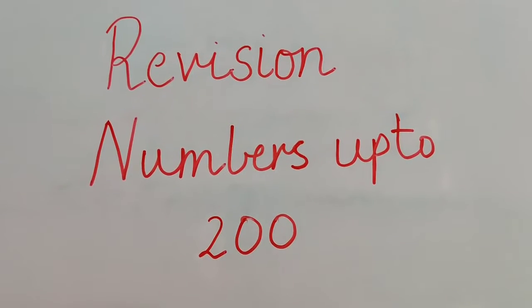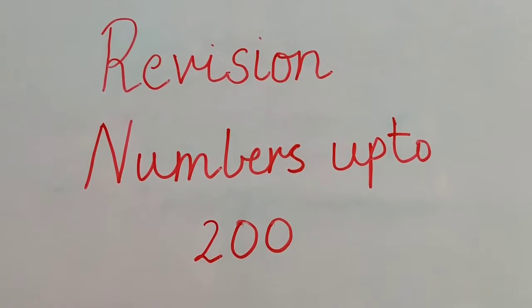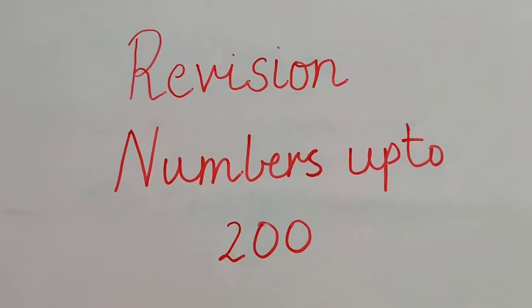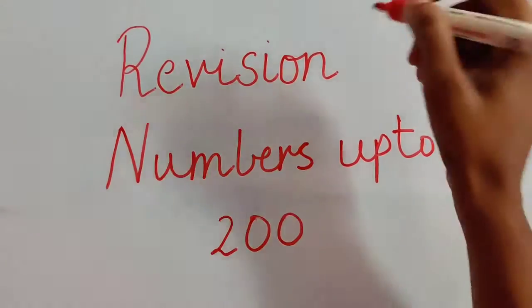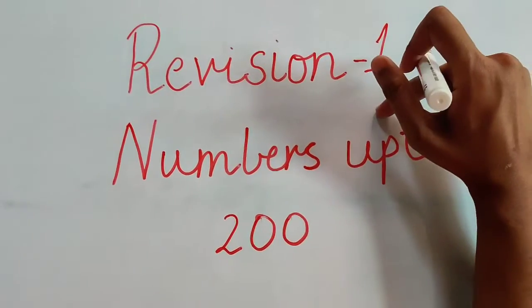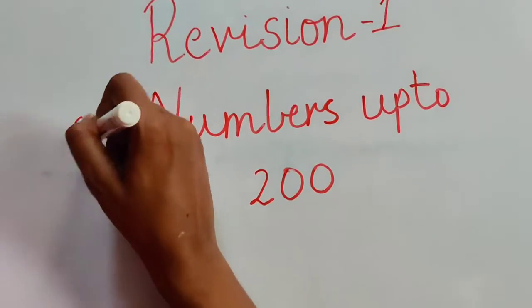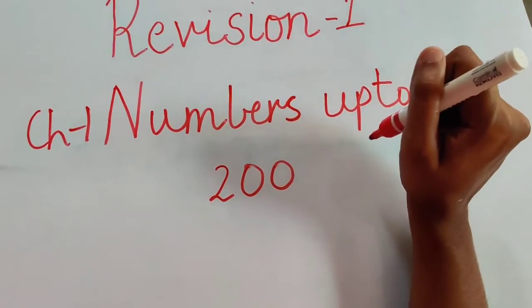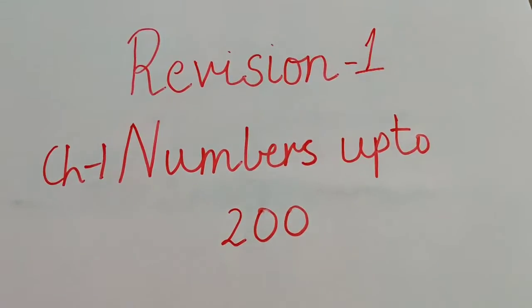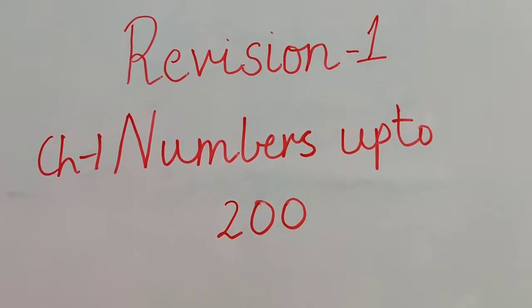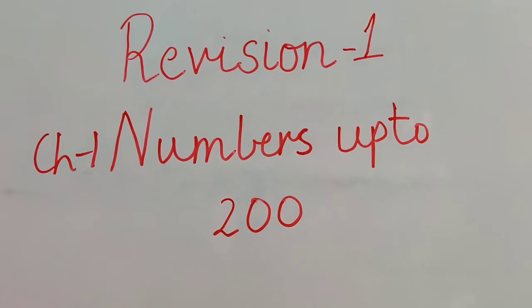So today we are here to do the revision 1. Okay, so revision 1 is your chapter number 1, right? Today we are going to do the revision number 1 of chapter number 1, numbers up to 200. So children, as you all know, last week we completed our chapter number 4, that is numbers up to 1000.